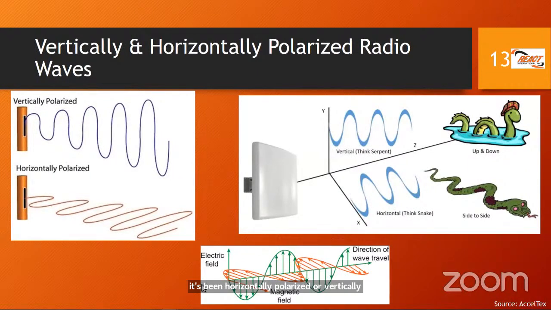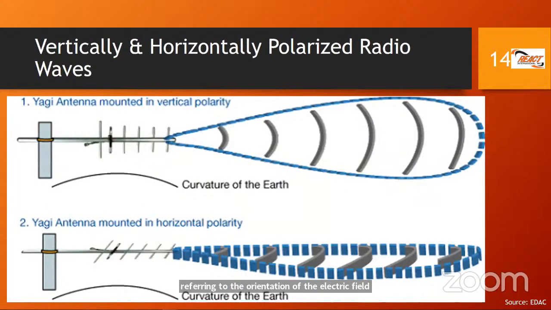Again, we have our trusty little RF diagram here that shows that you have, in addition to the electric field, a magnetic field as well, right? But when we're talking about polarization, we are referring to the orientation of the electric field. Exam question. All right, so let's make it real a little bit here again to illustrate this concept of vertical and horizontal polarization.